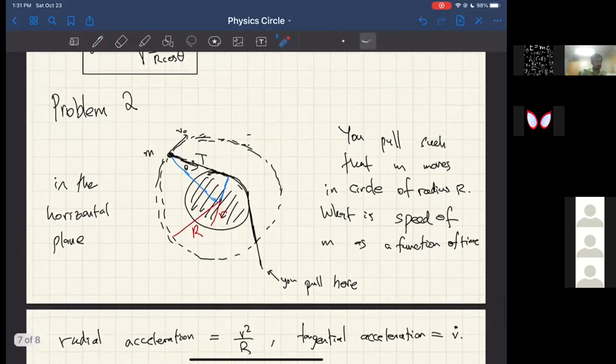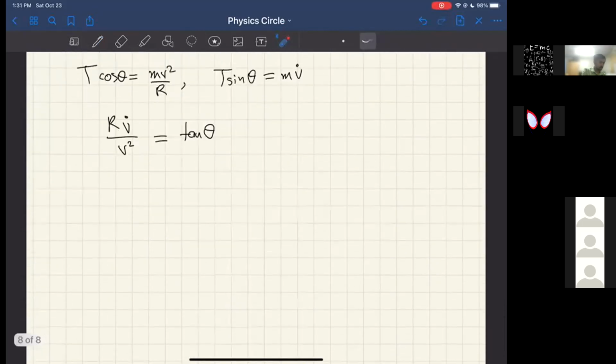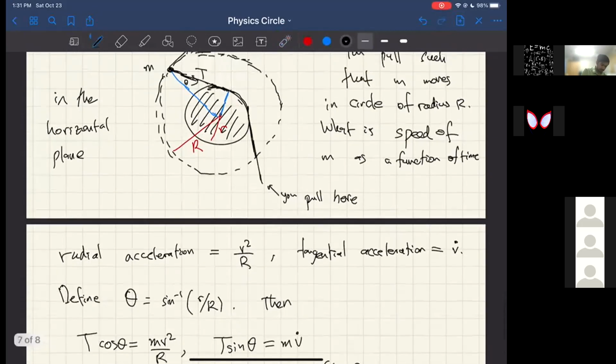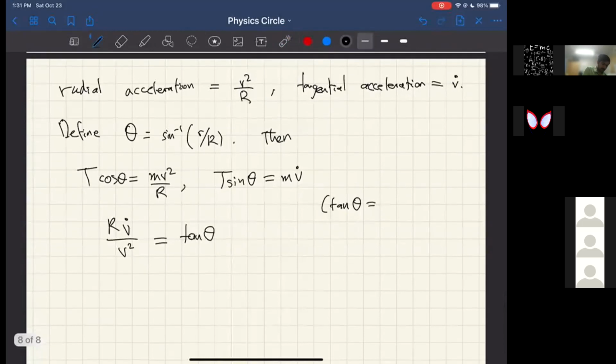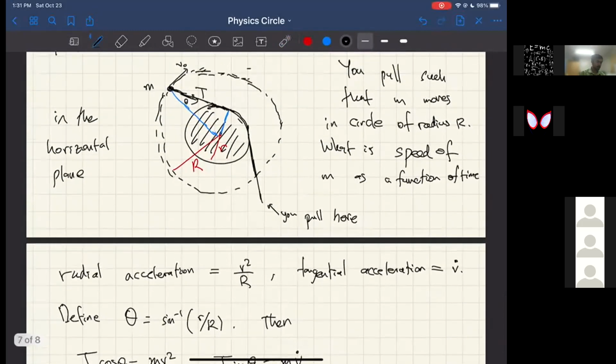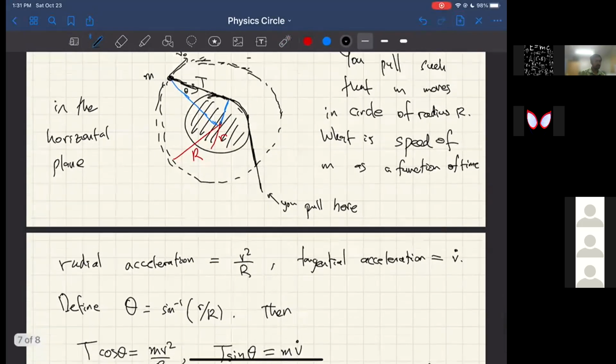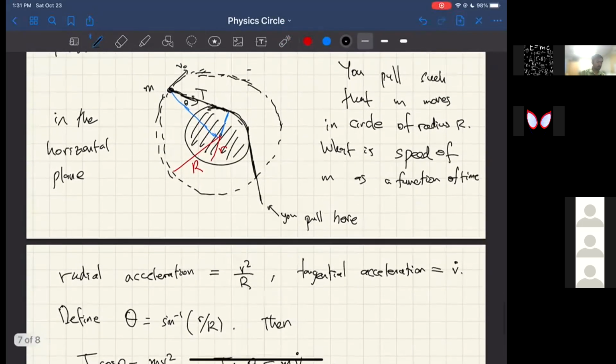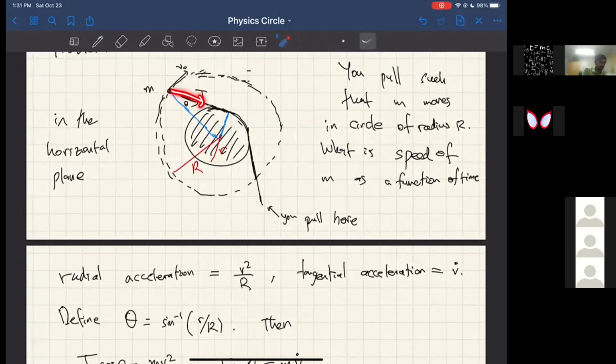Hopefully that makes sense. So if we eliminate the tension, we get that this is our differential equation, and here tan theta again is going to be, I guess, little r over... the radial force is T over cos theta. No. The radial force is T times cos theta, because the tension force is pointing this way, so its radial component is just T cos theta.